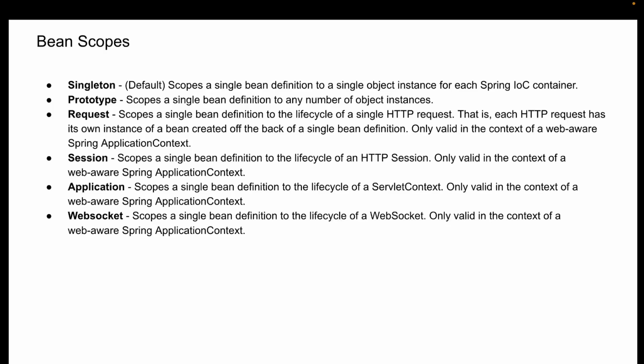Now let's go to the last bean scope. This is the WebSocket bean scope. So this WebSocket bean scope scopes a single bean definition to the life cycle of a WebSocket, only valid in the context of a web-aware Spring application context. So this WebSocket is the last bean scope. This is actually a bit advanced.